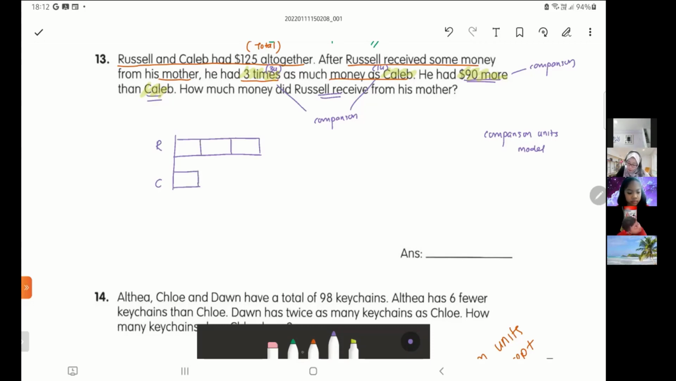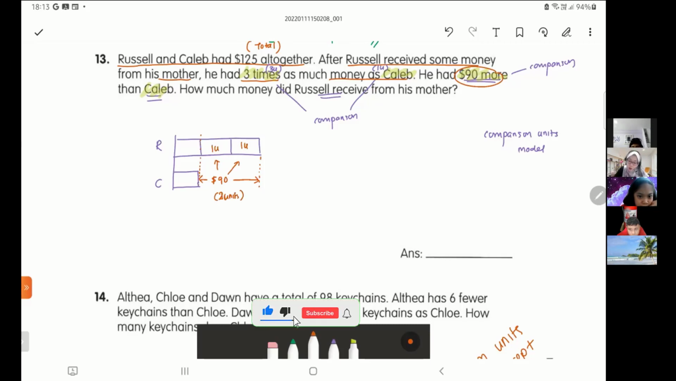And then we know that when they compare between Russell and Caleb, there is a $90 more. Where is that comparison? It's here. Can you see here onwards? There's this gap here. The difference is this gap. The gap shows you the difference or the comparison. And this $90 is how many units? It is for this 1 unit and it's for 1 unit. So $90 is 2 units, which is from the top here. Can you see? Right? So I want to know how much money does Russell receive from the mother?